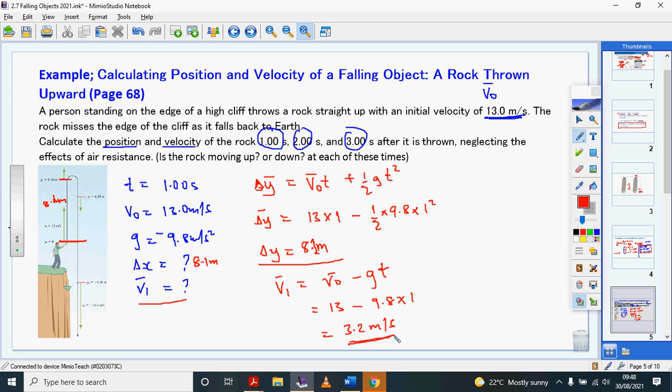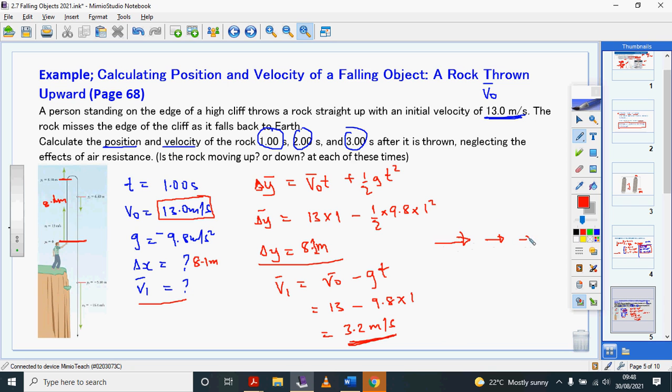I hope you can see that this makes sense, right? Because it starts off with a velocity of 13 meters per second. But because it's going up, it has to be slowing down. And why is it slowing down? Because its acceleration is pointing in the downward direction. I hope you remember that when acceleration was pointing in the opposite direction to velocity, the object was slowing down. You remember these arrows we drew?